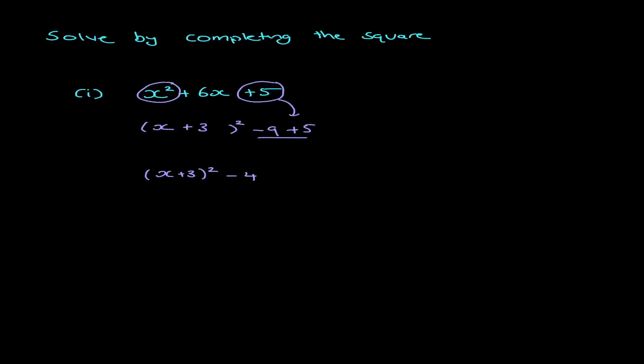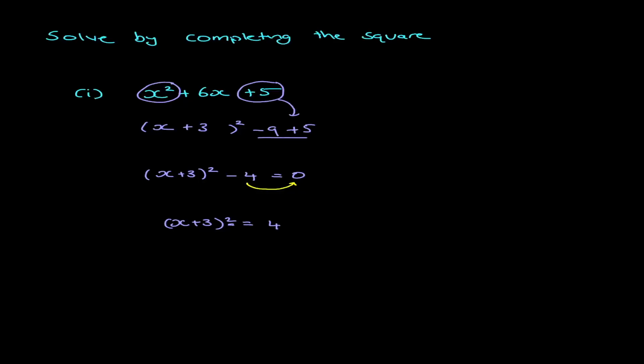And we're asked to solve this. So this equals 0. And now we need to go a few more steps. So you need to bring that 4 across here. So then it becomes positive 4. So you got x plus 3 squared is 0 plus 4, which is 4.